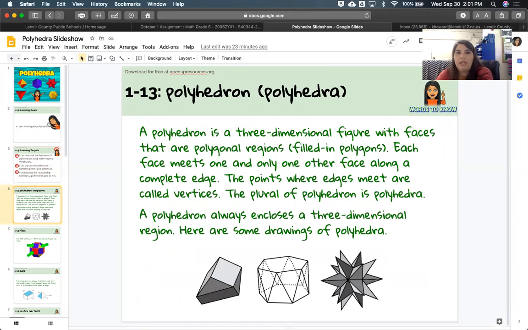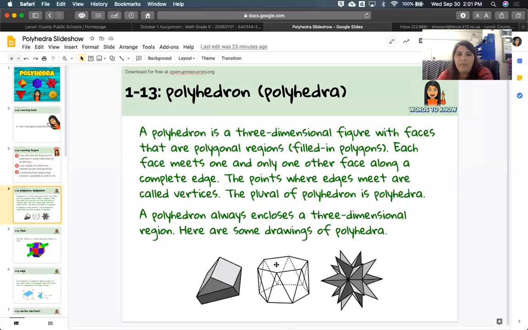So what is a polyhedron? A polyhedron is a three-dimensional figure with faces that are polygons. Each face meets one and only one other face along a complete edge. The points where the edges meet are called vertices. The plural of polyhedron is polyhedra. A polyhedron always encloses a three-dimensional region. Here are some drawings of polyhedra.